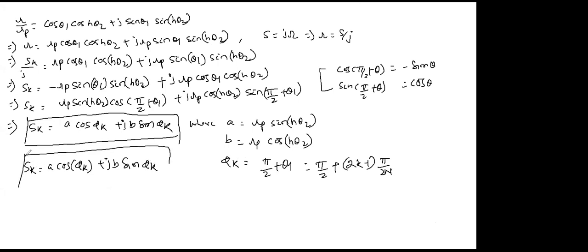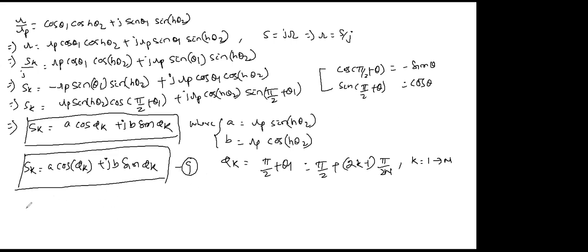We define a and b, but how to find? Let this is your equation number 9. Now we have to find this value of a, b, and phi k is fine. Phi k is pi by 2 plus 2k minus 1 pi by 2n, where k is 1 to n. So there is no problem with phi k. Only we have to find the value of a and b. A is omega p sin hyperbolic theta 2.